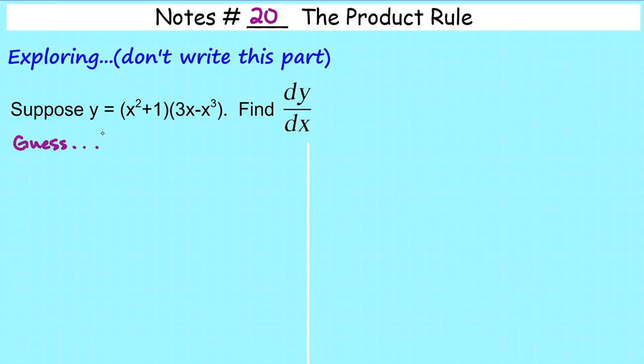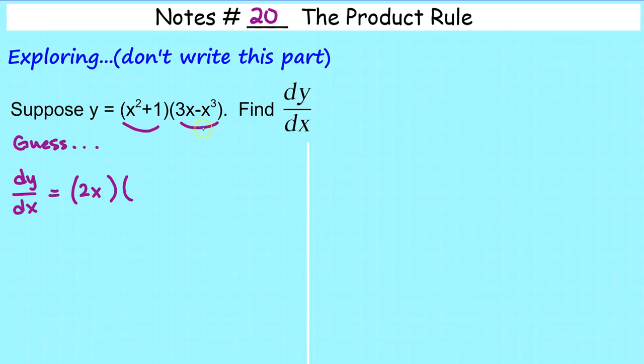Can I just find the derivative of the first part and find the derivative of the second part and multiply them together? Let's see. Dy dx would be, so the derivative of the first part would be 2x plus 0, or just 2x, because the derivative of x squared is 2x and the derivative of 1 is 0. And when we have a sum, we just add the two derivatives together.